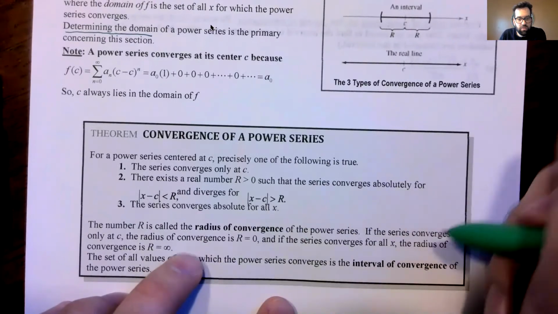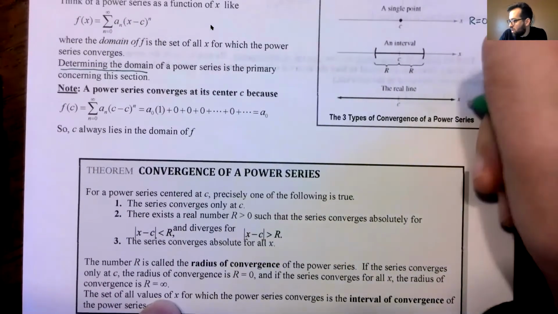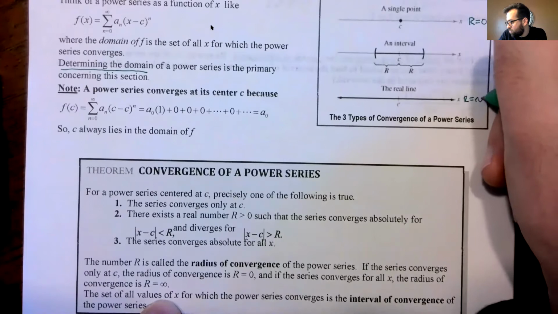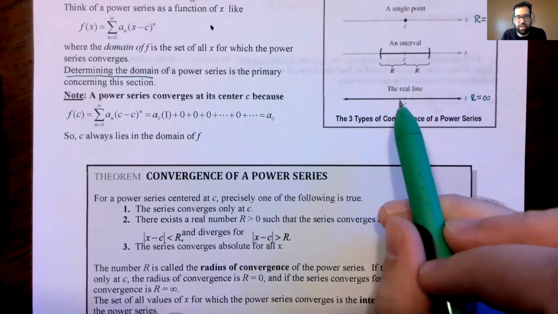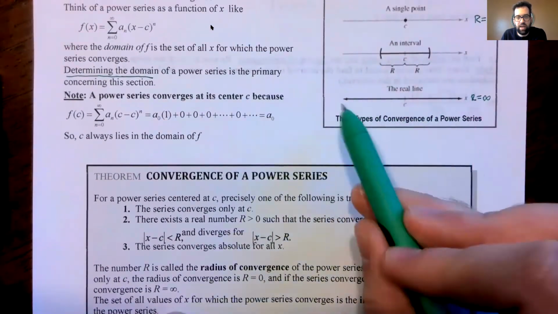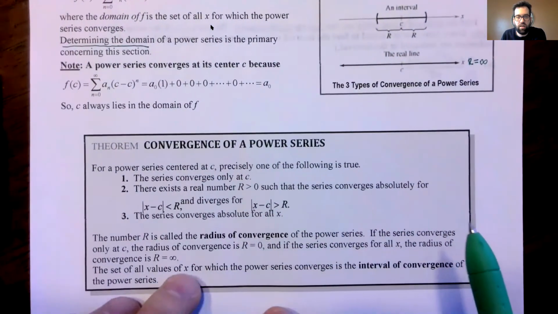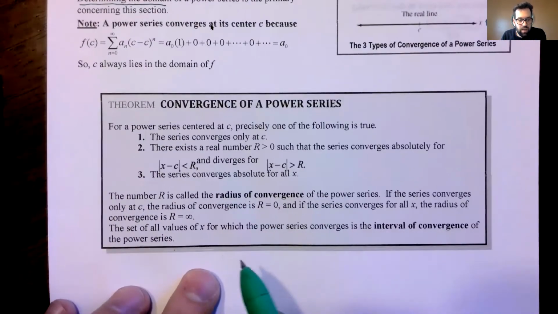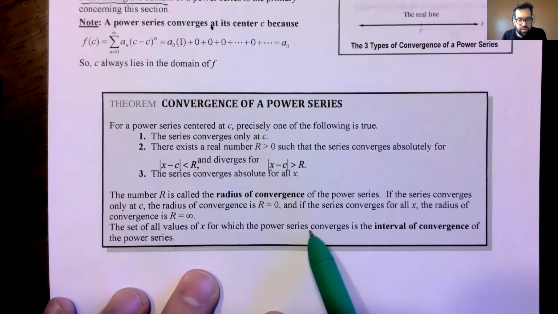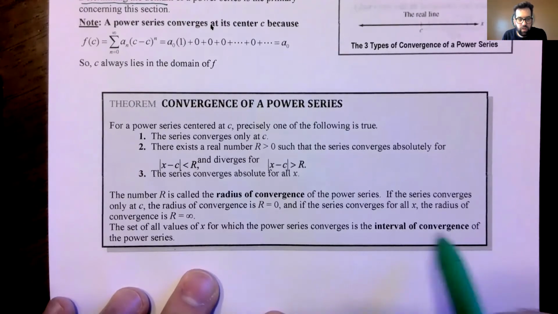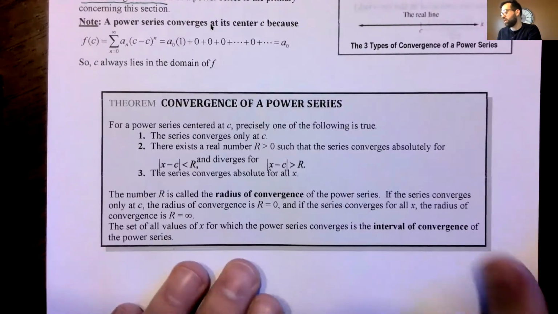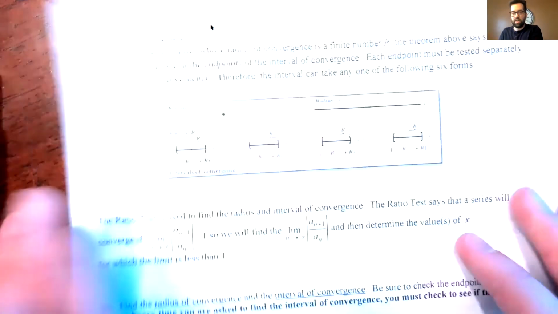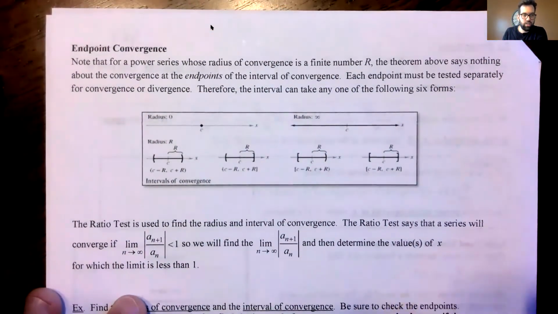And if the series converges for all x, we would say that R is infinity, because we could potentially add or subtract infinity from c and still get an interval where we converge, okay? So the set of all values of x for which the power series converges is called the interval of convergence. All right, there's a lot going on there. Got a little bit more to talk about, and then we're going to try this so that it makes more sense. The last thing is endpoint convergence.